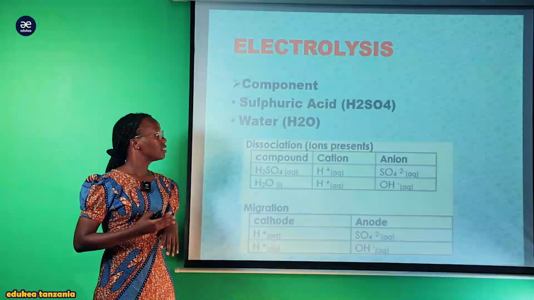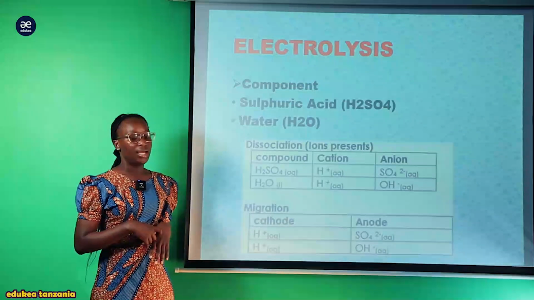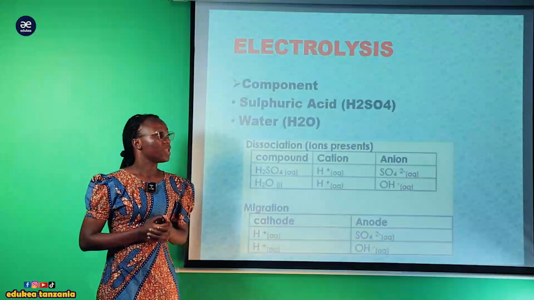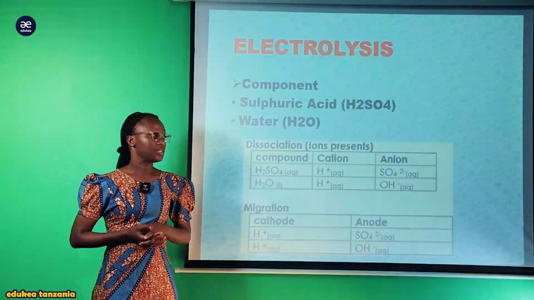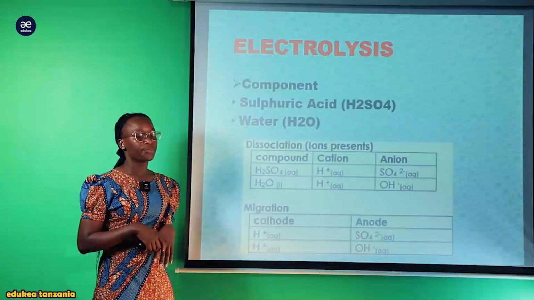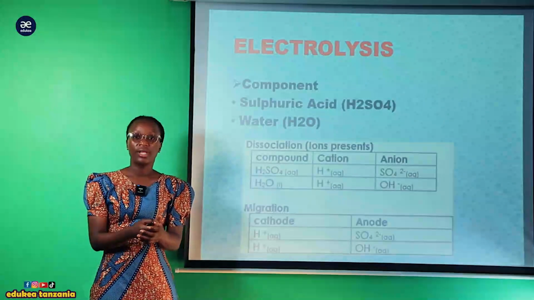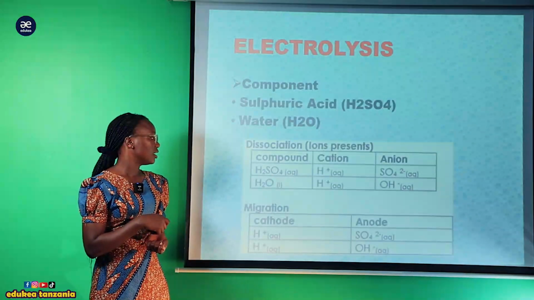Before we move on to the dissociation, what are the components in this electrolysis of sulfuric acid? So we have the sulfuric acid, that is our first component. Another one is water. So dissociation means that we are going to have the positively charged ion and negatively charged ion. Now the compounds are sulfuric acid and water.